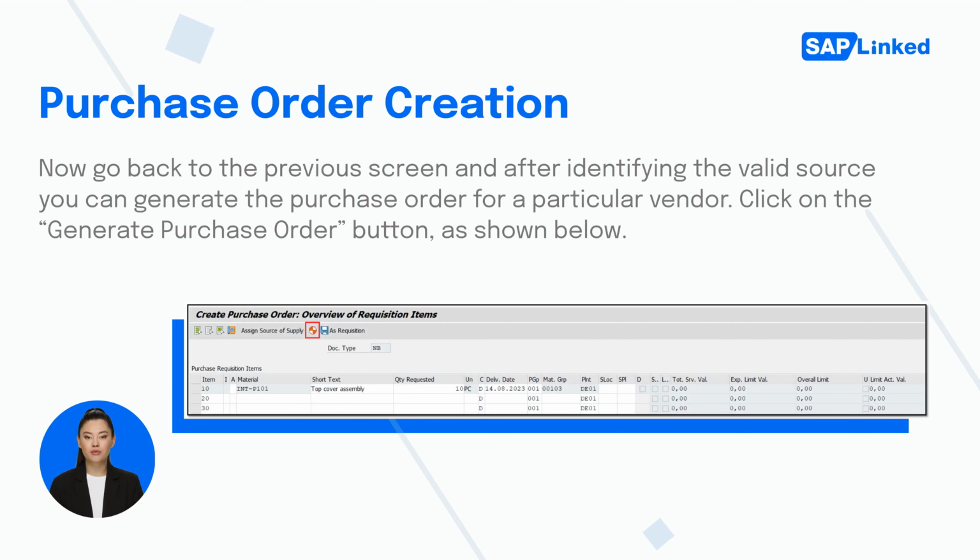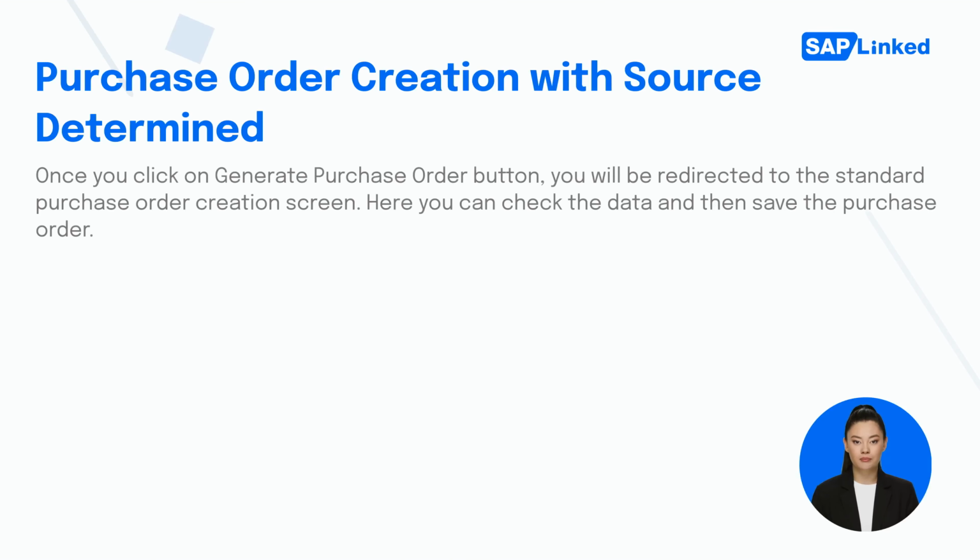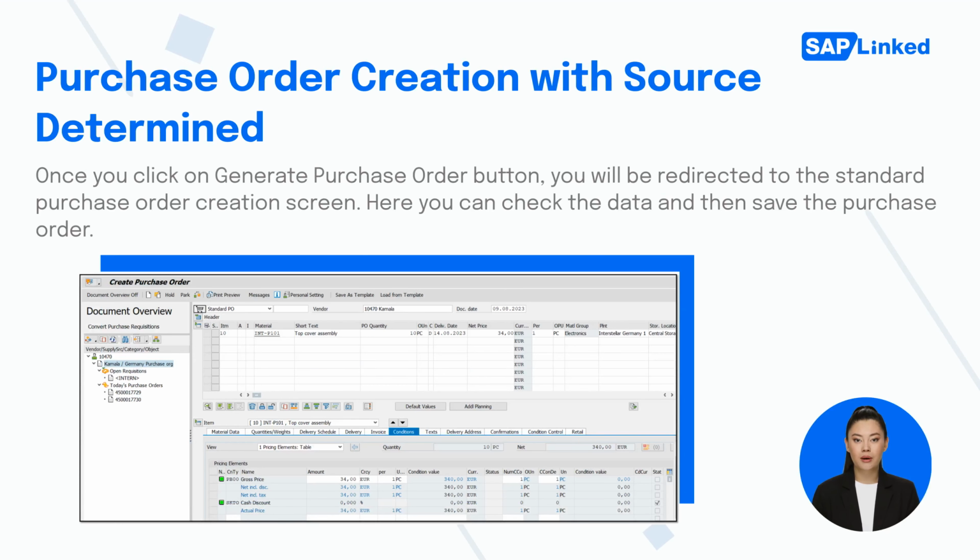Click on the Generate Purchase Order button, as shown below. Once you click on the Generate Purchase Order button, you will be redirected to the standard purchase order creation screen. Here you can check the data and then save the purchase order.